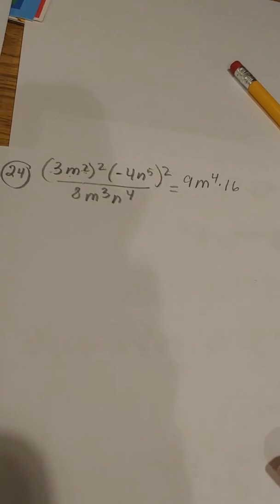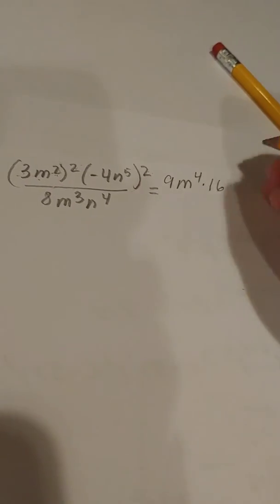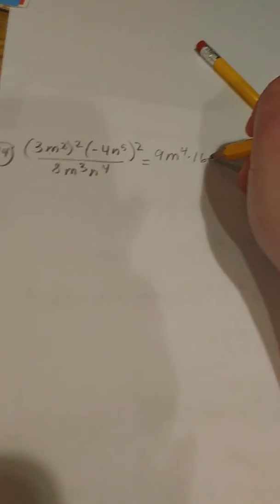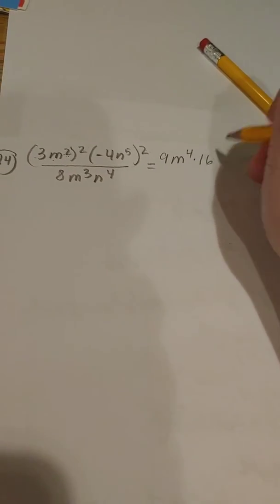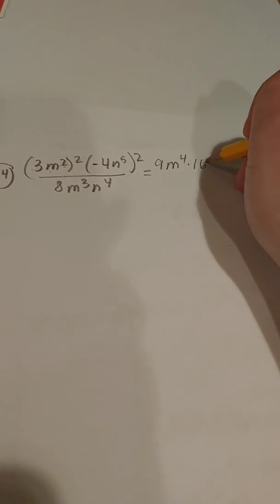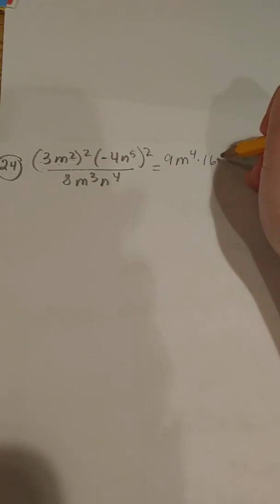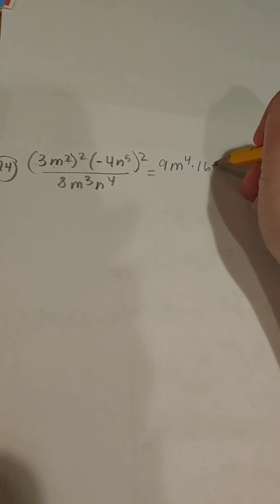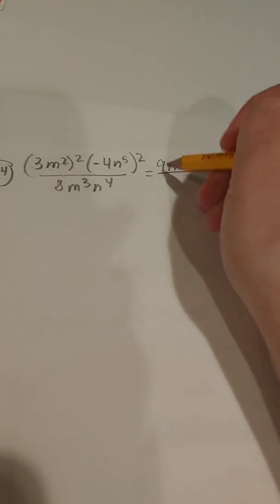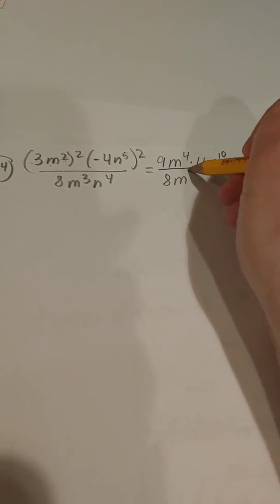I'm just going to get this out of the way so that you can see what exactly I'm doing, not everything else that could make you lose the attention. All right. Right now, so n to the 5th power squared is n to the 10th power, and then 8m to the 3rd power, n to the 4th power.